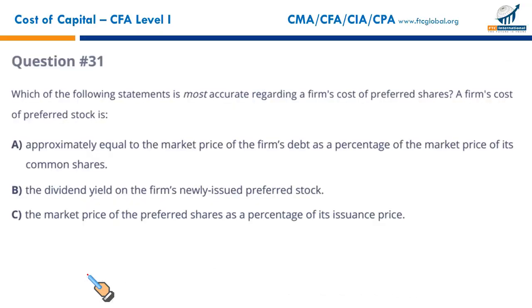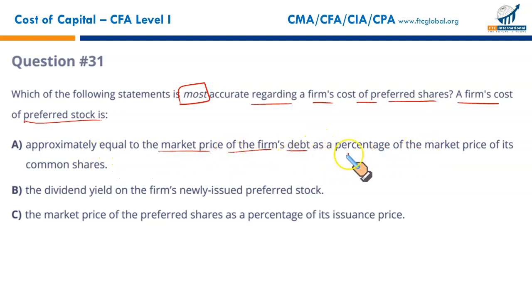Which of the following statements is most accurate regarding the firm's cost of preferred shares? A: A firm's cost of preferred share is approximately equal to the market price of the firm's debt as a percentage of the market price of its common share. This is incorrect. Cost of debt is on an after-tax basis. KD is R times (1 minus tax rate). So it can't be equal to the preferred stock rate. Wrong.